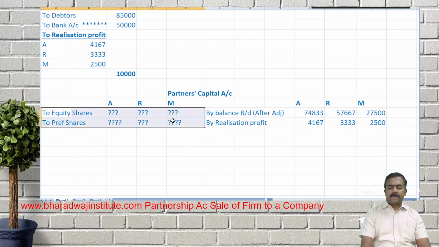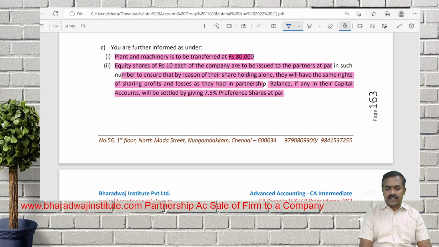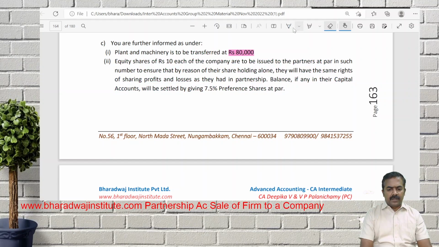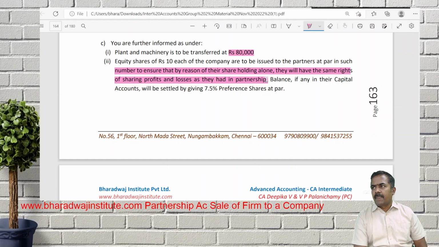How to decide this? Now read the adjustment. Read the adjustment. Point number 2: equity shares of the company are to be issued at par. Okay, to ensure that their shareholding alone will have the same rate as which one? The profit sharing ratio which they had in the partnership. When equity shares are given, ensure that they are in which ratio? What is the ratio?